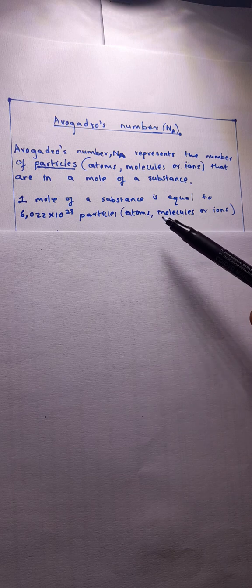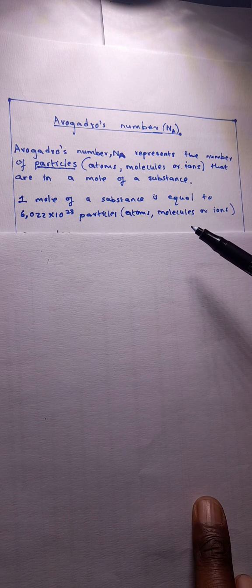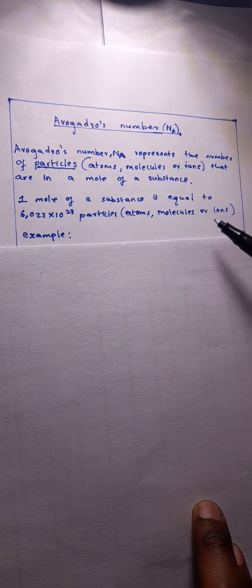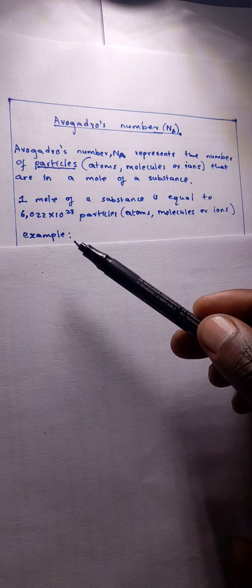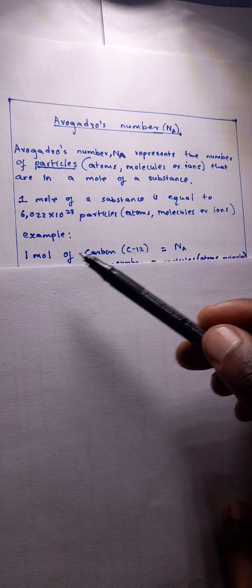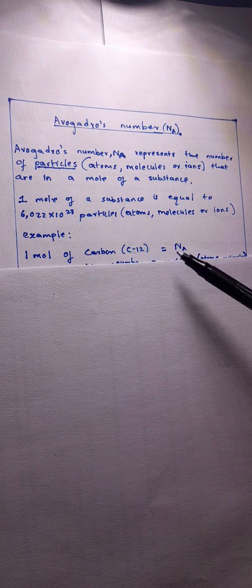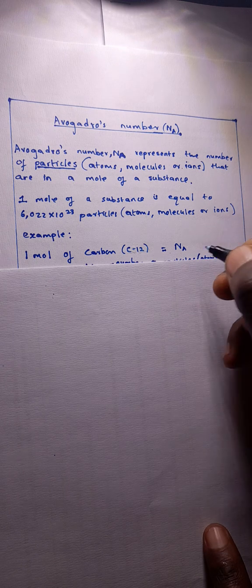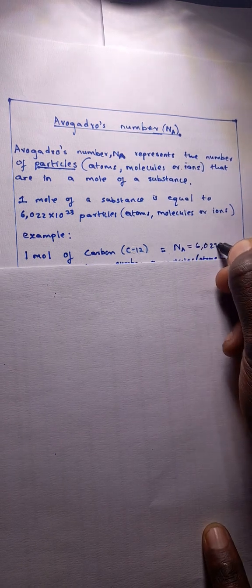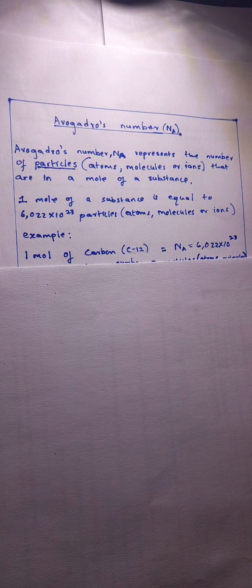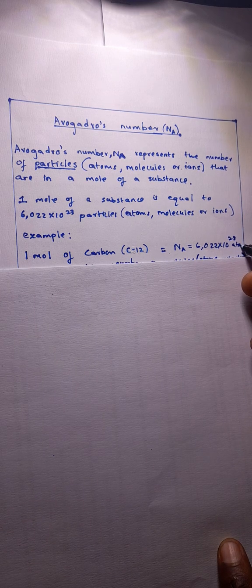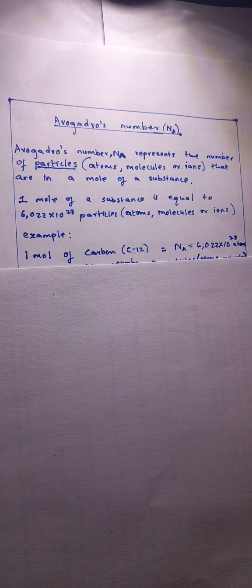As I said before, these are atoms, molecules, or ions. Now, please note it's not limited to these ones. It can be formula, it can be compound, and so forth. So, example, 1 mole of carbon, which is carbon 12, is exactly equal to Avogadro's number, which is 6.022 times 10 to the power of 23. So when you are working with atoms, it's going to be atoms. When you're working with molecules, it's going to be molecules. When you're working with ions, it's going to be ions.